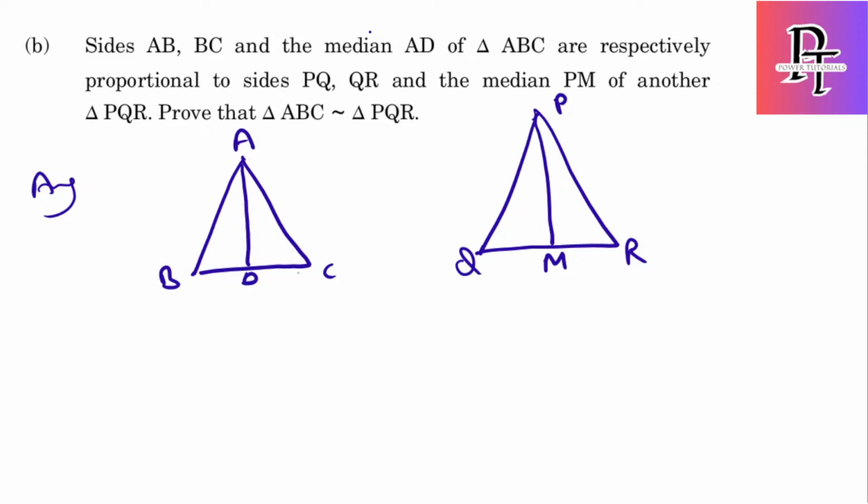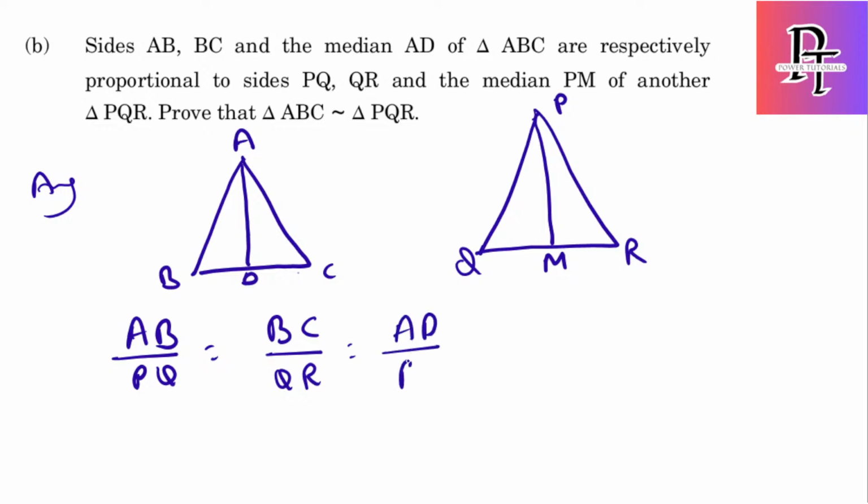Proportional says the ratios are equal. So let's write that condition first. So they are saying AB by PQ is equal to BC by QR is equal to AD by PM. So this is given. Okay, now to solve this question, ABC and PQR, let's take the two triangles which are smaller ones.